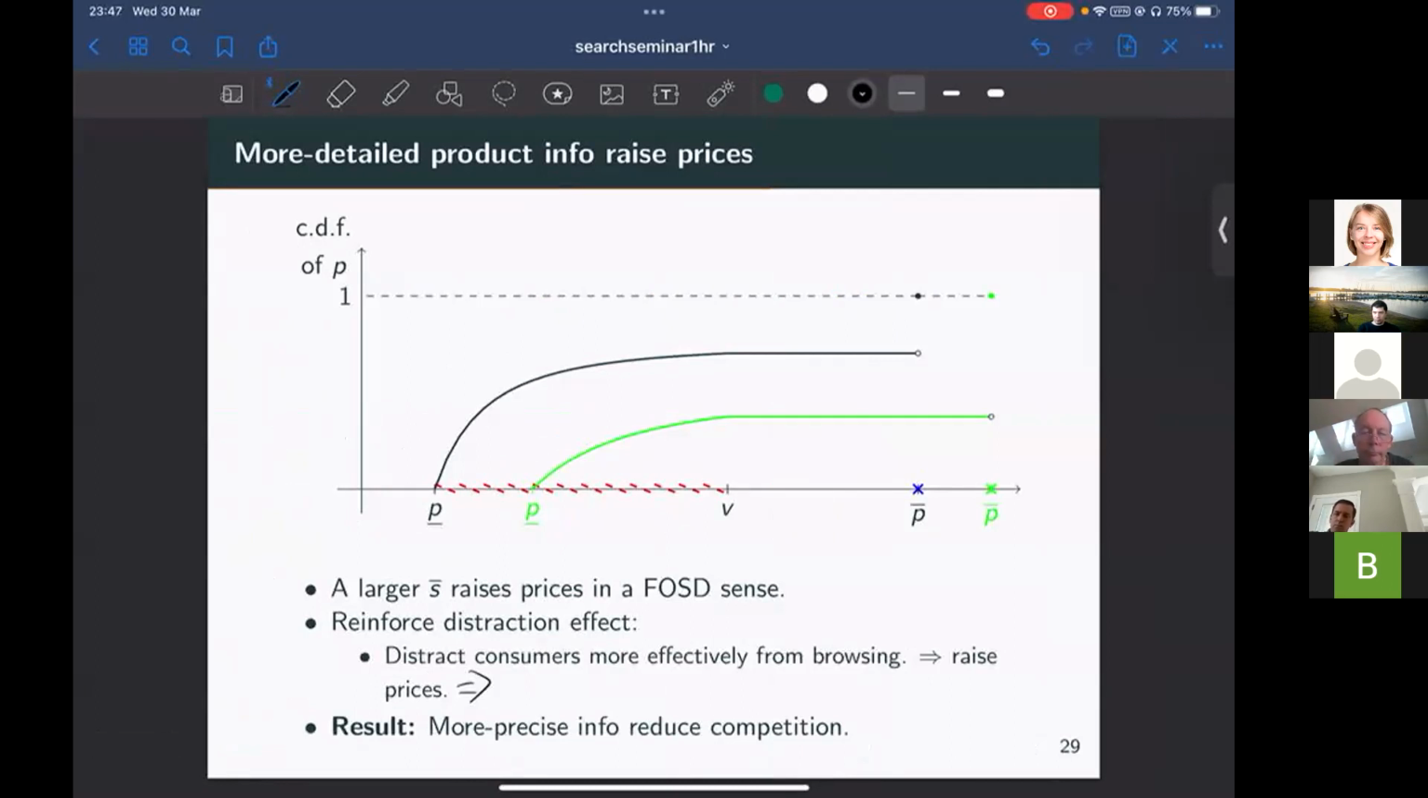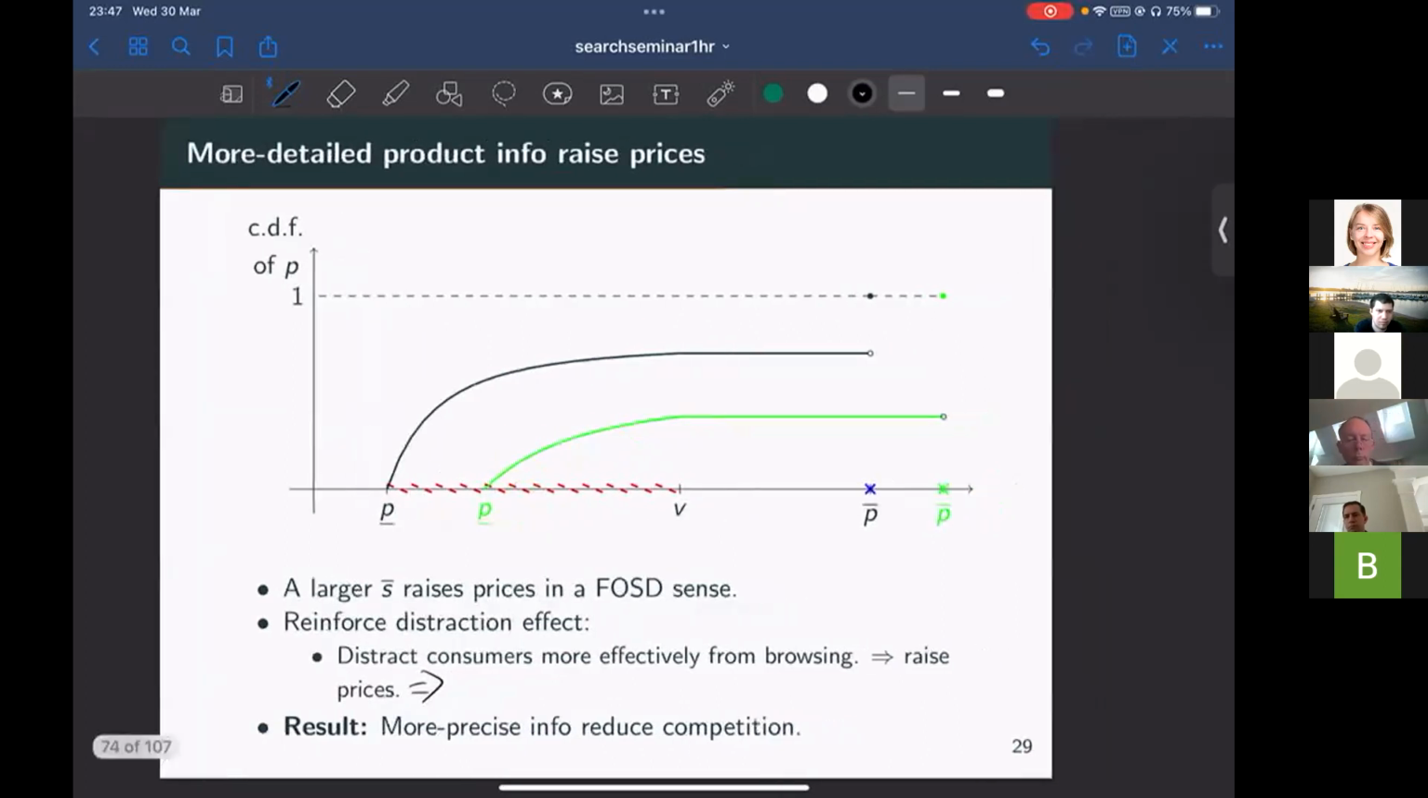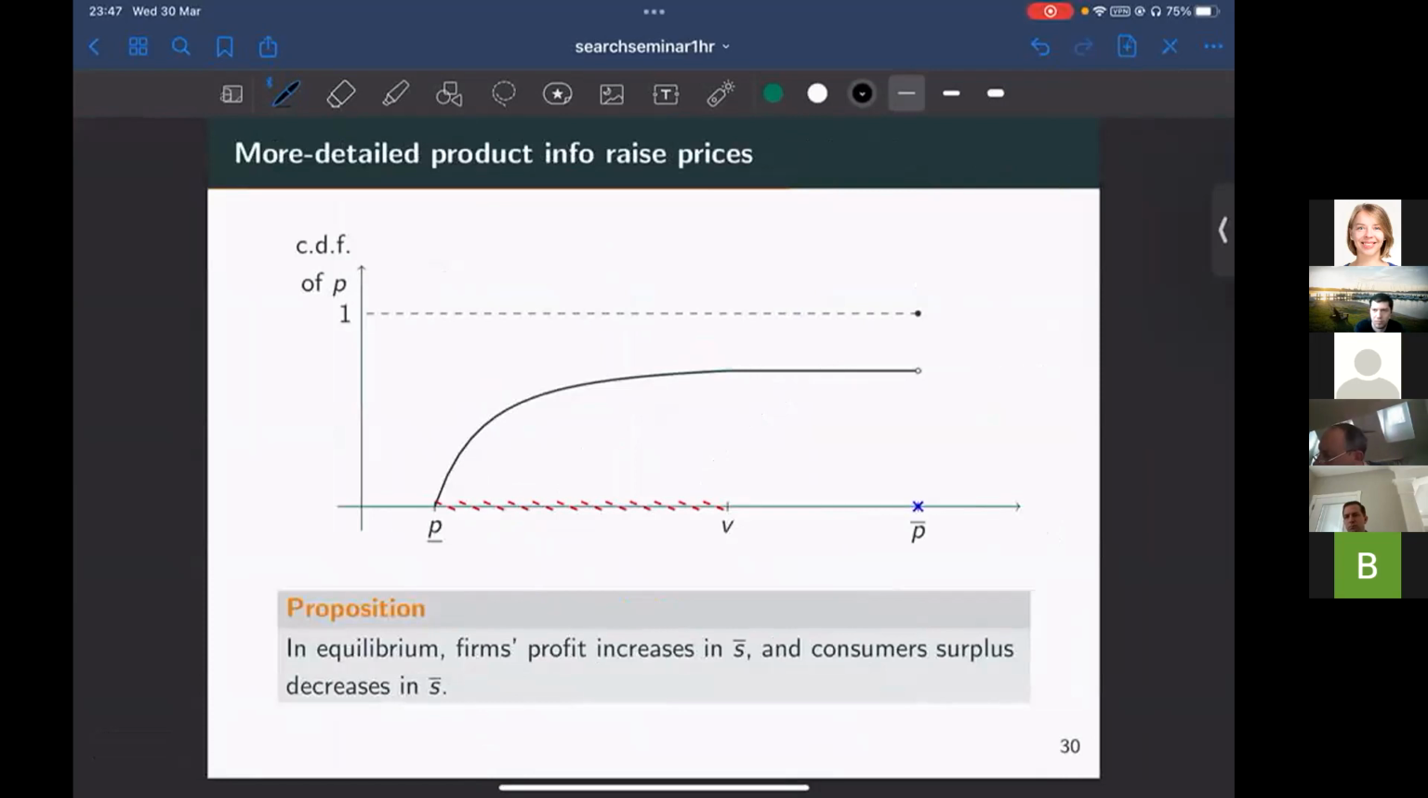Next, because my opponent has increased the price, consumers will have less incentive to search for prices, because they know that on average the prices in the market have increased. So that gives me extra ability to increase my price and distract consumers from browsing. That's the effect that drives a decrease in consumer surplus, and that's exactly what's absent in a world without limited attention. So more precise information here reduces competition. In particular, we have a proposition saying that firms' profits will increase in S bar and consumer surplus will decrease in S bar.